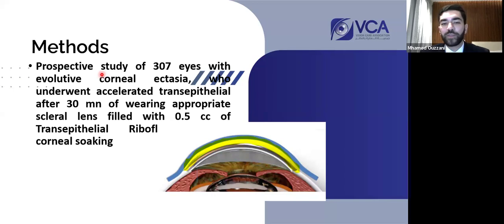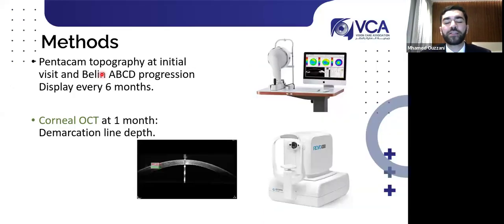So what we do, we take a scleral lens, we fill it with the transepithelial riboflavin, and we put it on the eye for the soaking phase for 30 minutes, and then we take it out and we perform cross-linking. I will show you some videos later.